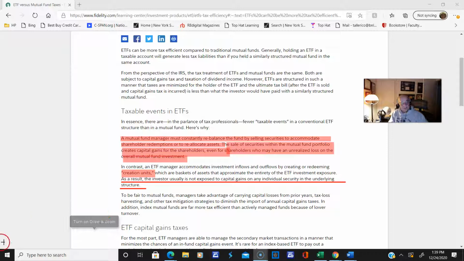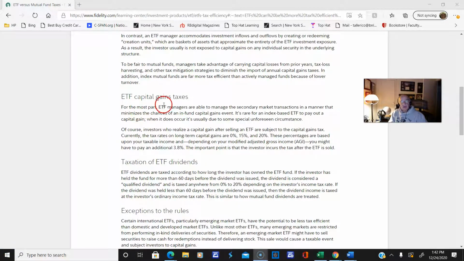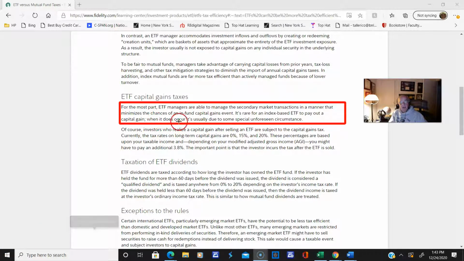Okay? So I'm going to pause. For the most part, ETF managers are able to manage the secondary market transactions in a manner that minimizes the chances of an in-fund capital gains event. It's rare for an index-based ETF to pay out a capital gain. When it does incur it, it's usually due to some special unforeseen circumstance. So this is important here. This is real important. So I highlighted this portion here.